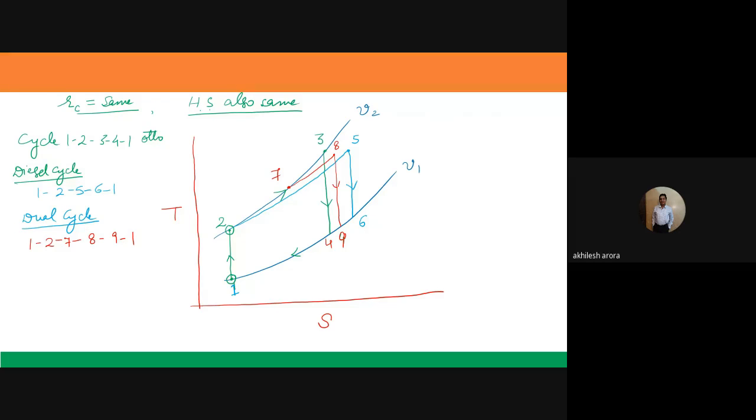Can you see the screen? Yes, sir. Okay, so let us see here how I have drawn it.